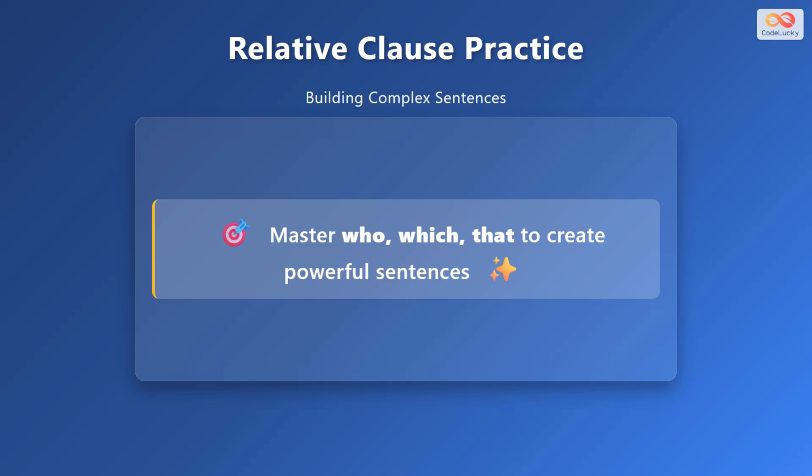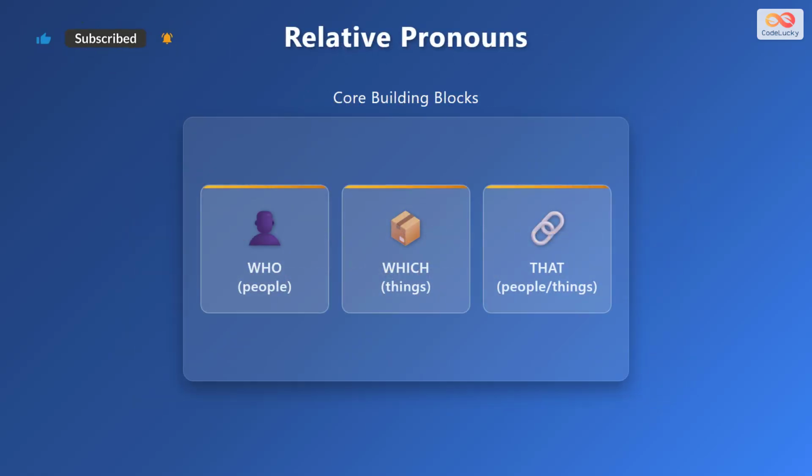Relative clauses help us add important information about a person or thing. We use words like who, which, and that to join ideas and make sentences more interesting and detailed. The main relative pronouns are who, which, and that. We use who for people, which for things, and that for both people and things. These words help us connect two parts of a sentence clearly.